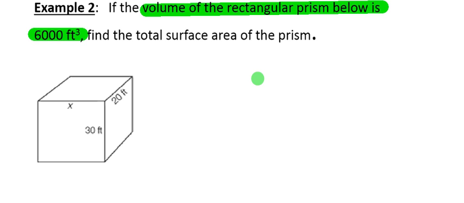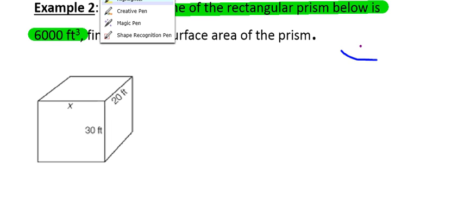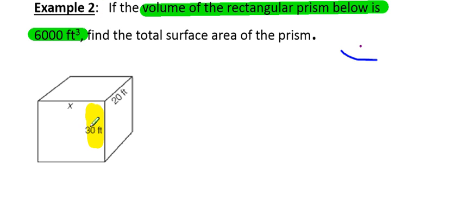I also know that in order to find the volume of a prism, I'm going to multiply the area of the base times the height. But in this particular instance, my base, you could think about any one of these as being your base.